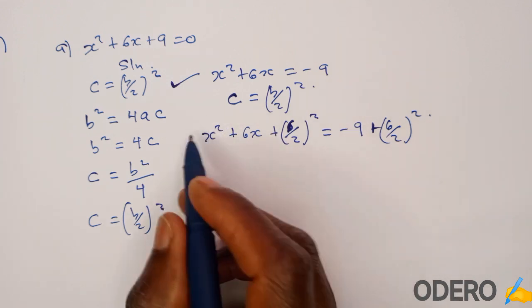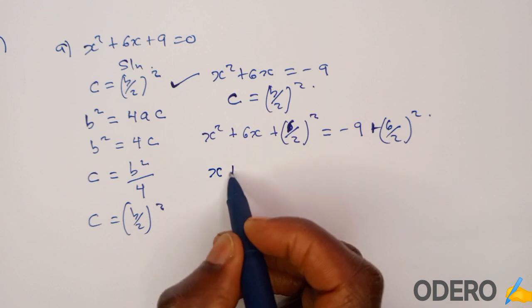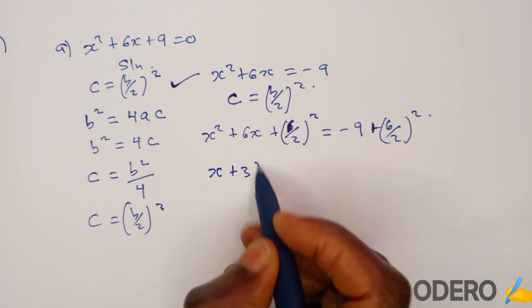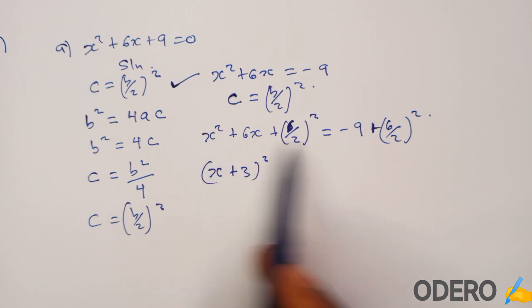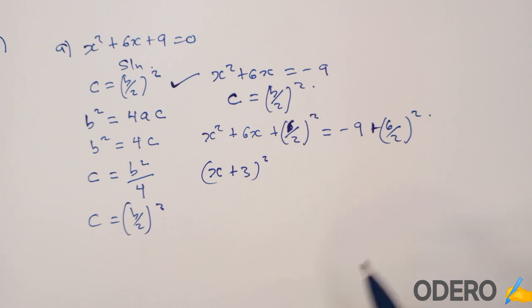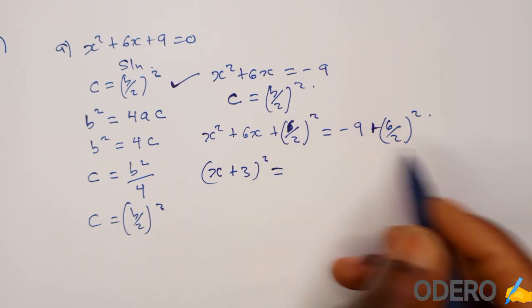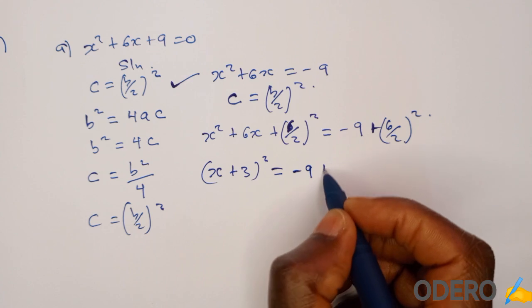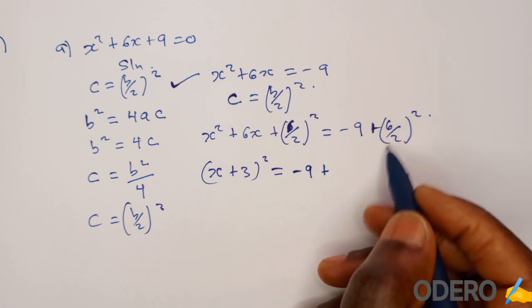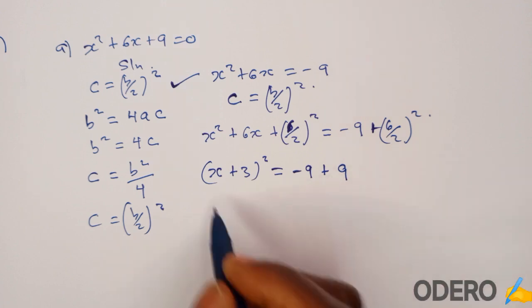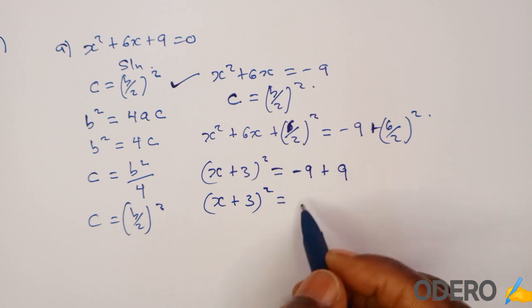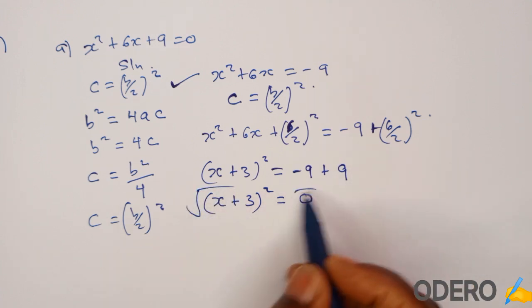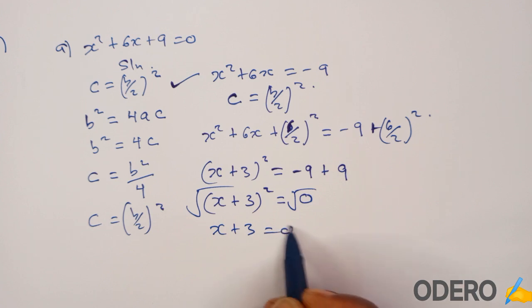So like this. Square root of x squared is x, then this will be plus 6 divided by 2 is 3, then you put them under one square. So this is the factor of this expression. So is equals to, this side when you simplify, this will be -9, then this is plus 6 divided by 2, that is 3 squared is 9. So I'm going to have x plus 3 squared is equals to 0. If you square root both sides, we're going to get x plus 3 is equals to 0, so meaning x is equals to negative 3.